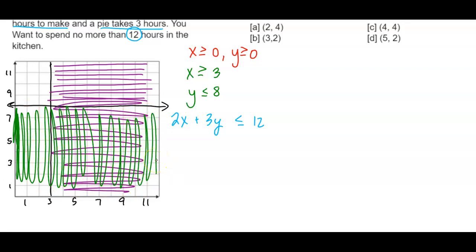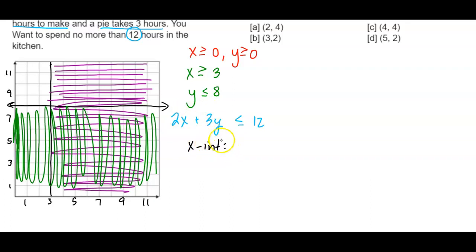All right. And lastly, now we have the fun one. We have 2x plus 3y has to be less than or equal to 12. In order to graph a slanted line, you want to find the x and y intercepts and then connect them. So if I want to find the x-intercept for this, I'm going to let y equal 0 and solve for x.